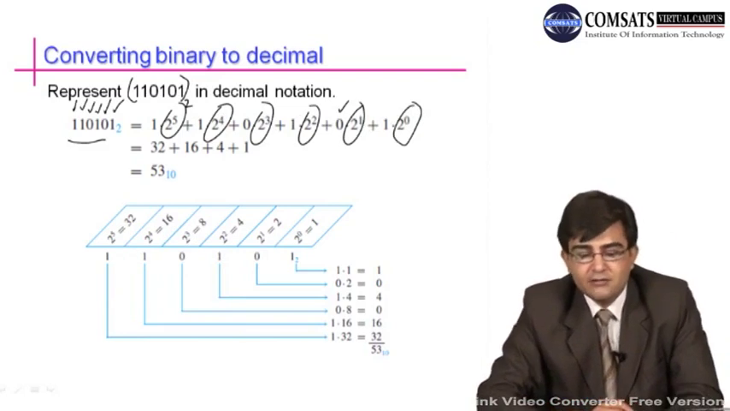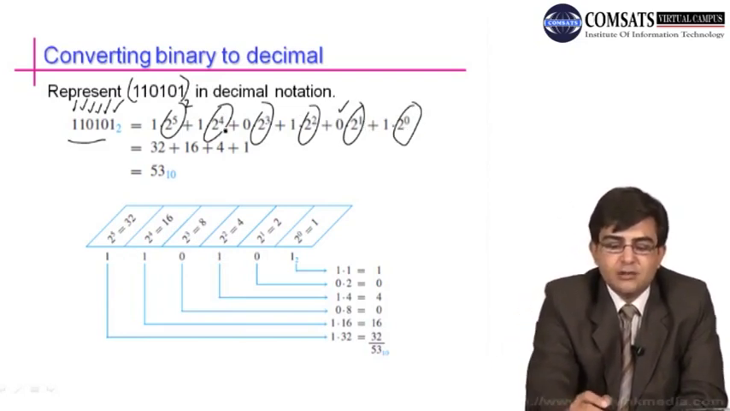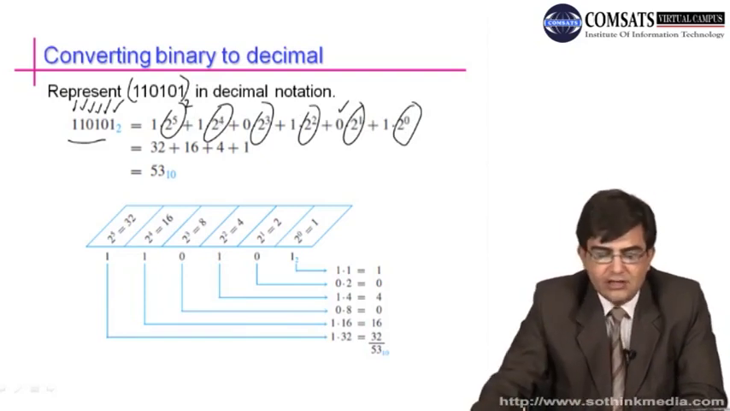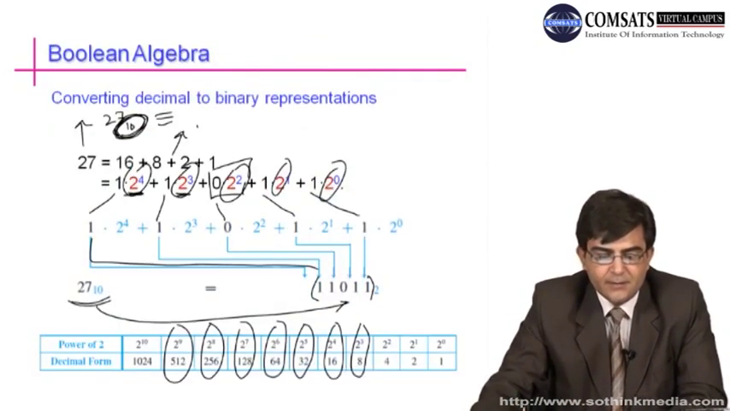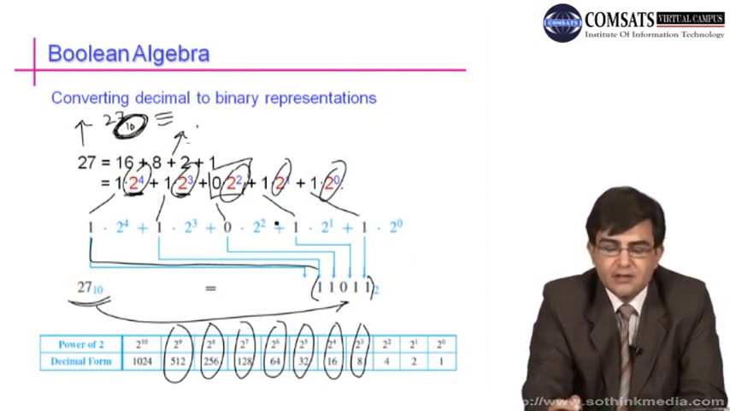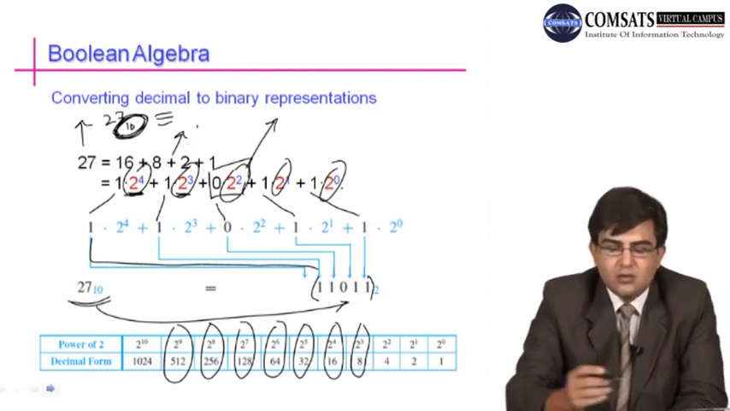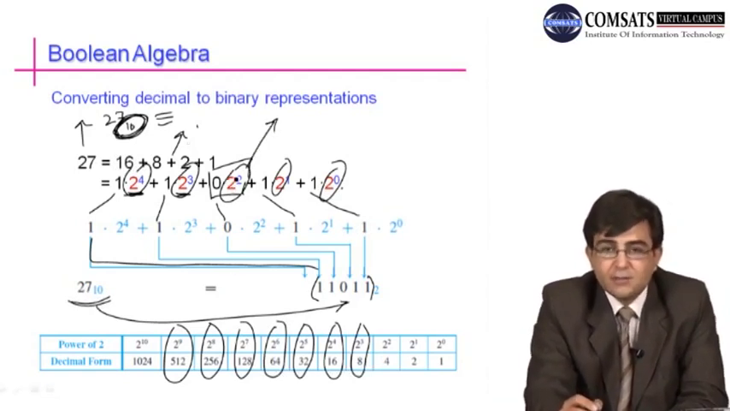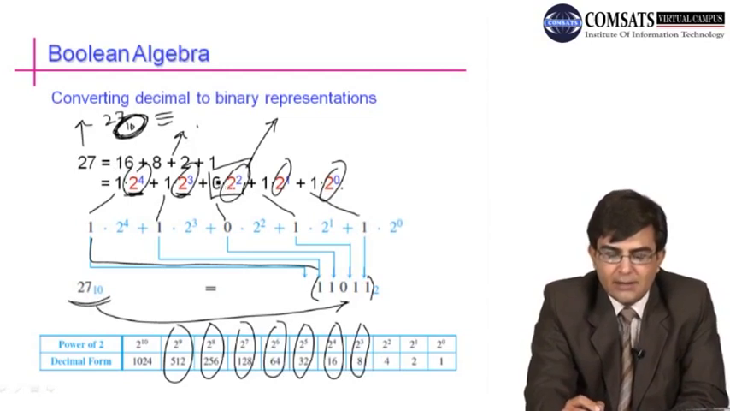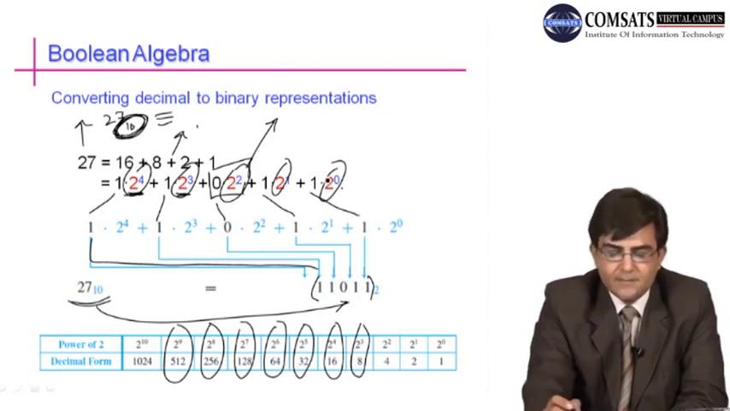We don't miss any power of 2. That is 2 power 0, 2 power 1, 2 power 2, 2 power 3, 2 power 4, 2 power 5. As we have written here, when we have converted a decimal number into binary notation, if some power of 2 is missing, we can write this power by multiplying it by 0. So this is a very important point here.